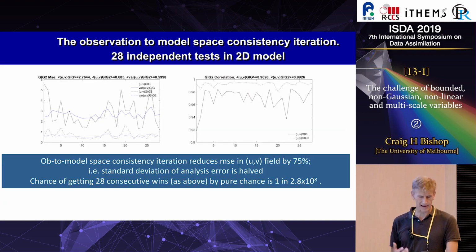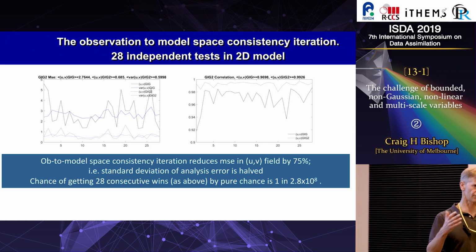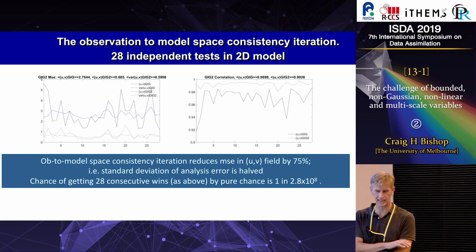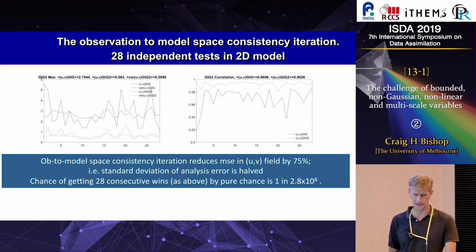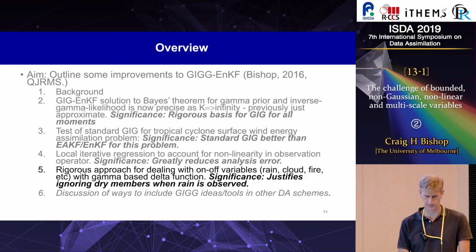Now, before, to show that I was getting a better result, I had to do sets of 50, to show that it was a statistically significant result. Now it's always better by a big margin. So these are just 28 trials. It's better in each one. Over those 28 trials, the mean square is reduced by 75%. The chance of 28 independent trials winning by pure chance is 1 in 2.8 times 10 to the 8. So it's a big improvement.